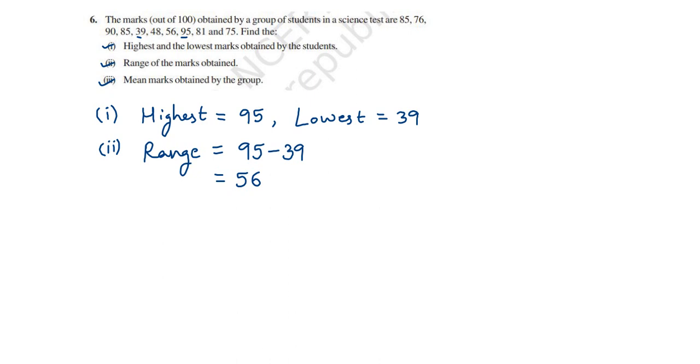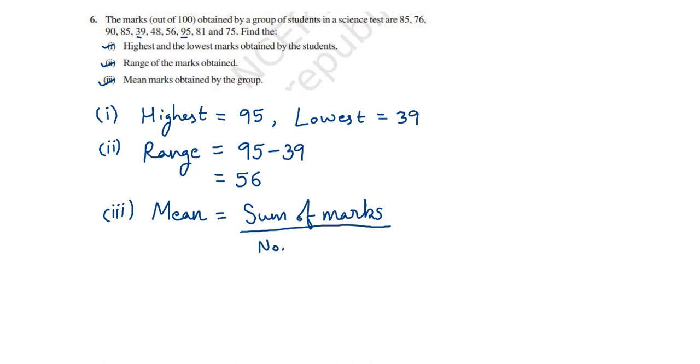And in the third part of this question we have to find the mean marks obtained by the group, that is we have to find the mean. So you know the formula for finding the mean is sum of observations divided by the number of observations. Here the observations are marks, so we will write sum of marks divided by the number of students who have obtained these marks. Number of students.